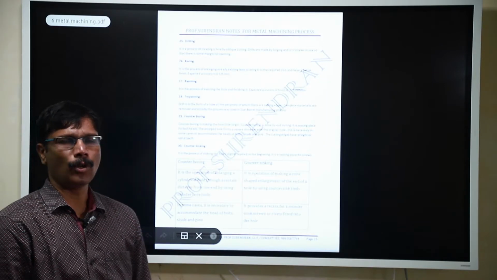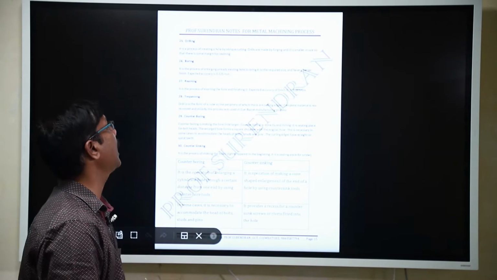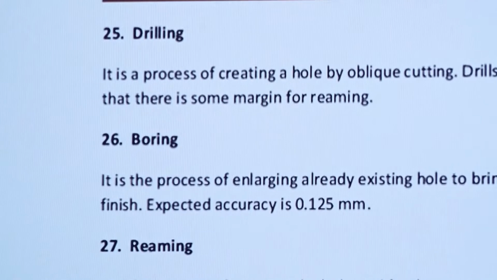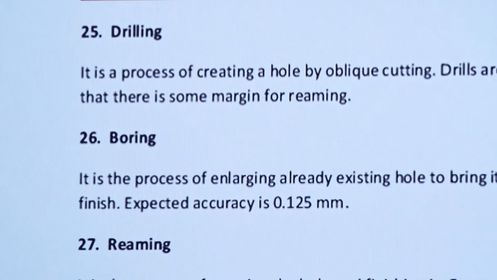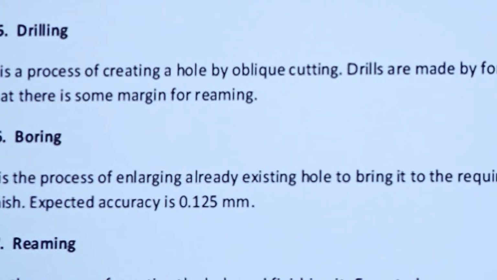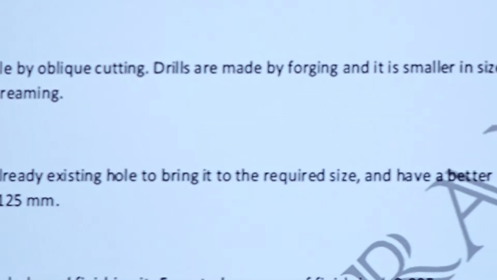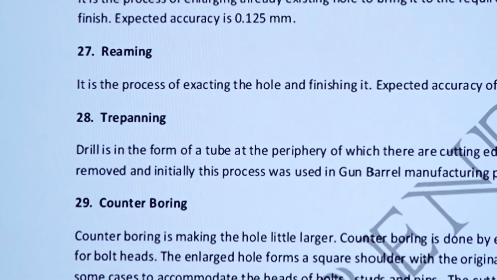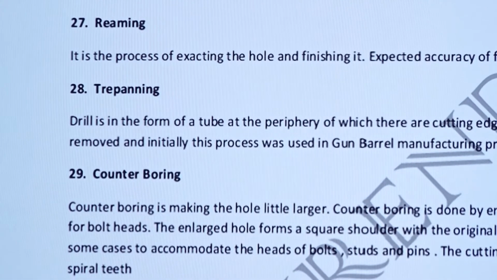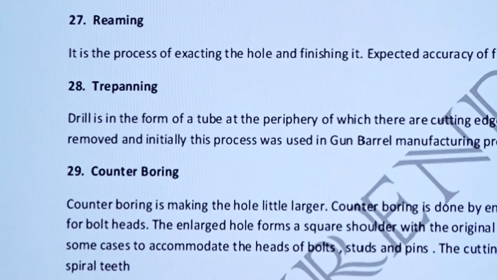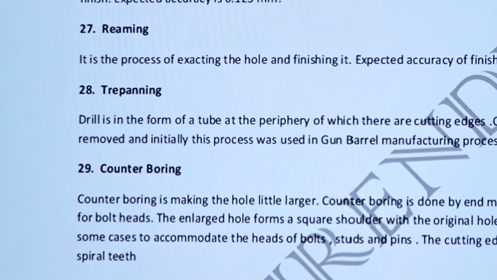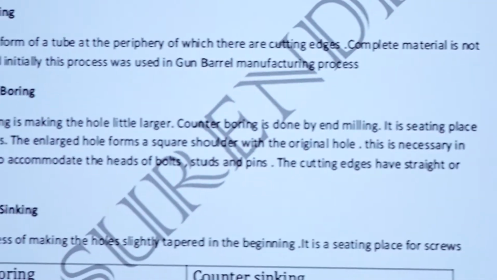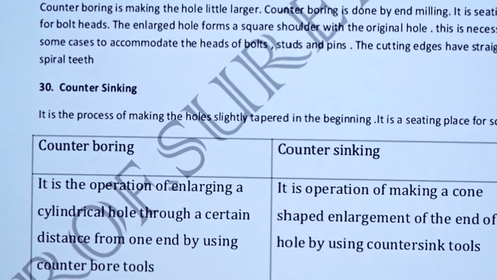Next, we are going to discuss the processes. Drilling is a hole making process. Boring is a hole enlarging process. Reaming is a hole finishing process. Trepanning is making a larger hole without a drill bit. Counter boring is enlarging the hole cylindrically up to a certain extent. Counter sinking is enlarging the hole conically up to a certain extent. So that is the thing you should remember.